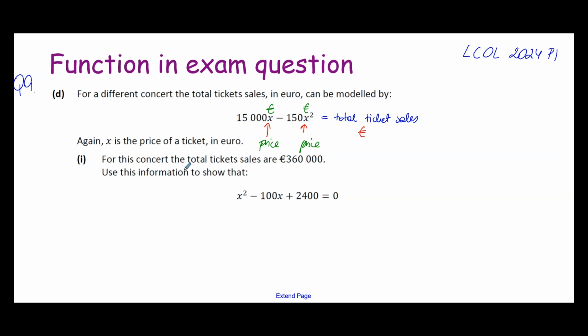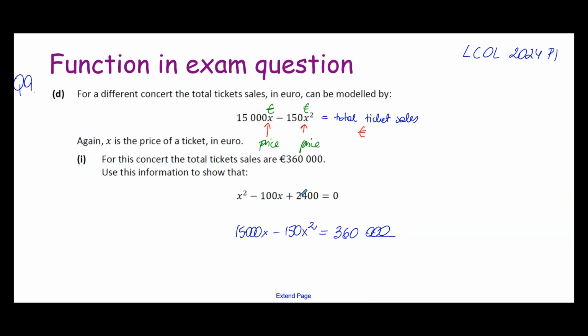For this concert, the total ticket sales are 360,000. Use this information to show the equation. So what is the total ticket sales? 360,000. Therefore, I have 115x minus 150x to the power of 2. I'm saying, okay, so how am I supposed to get from here to here?